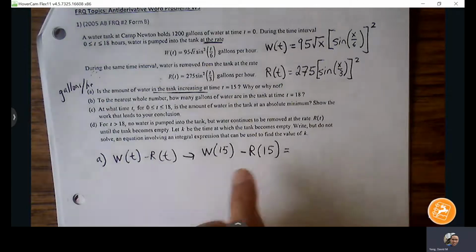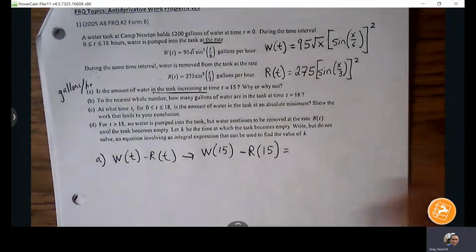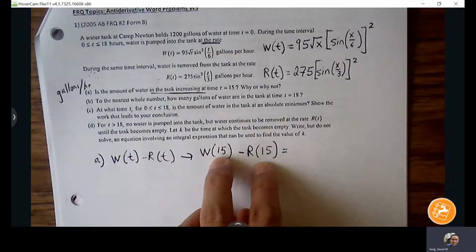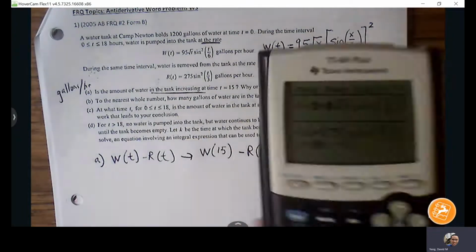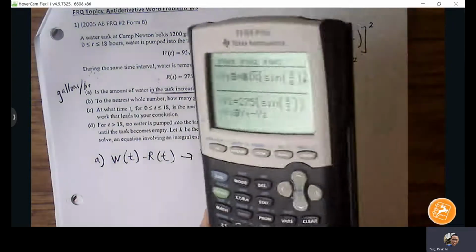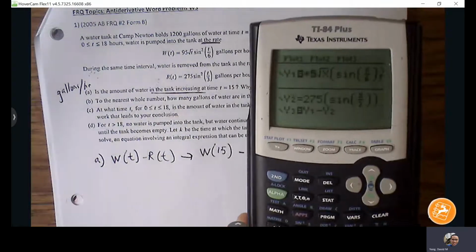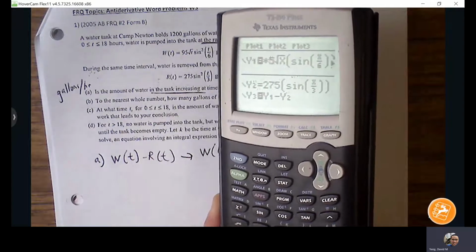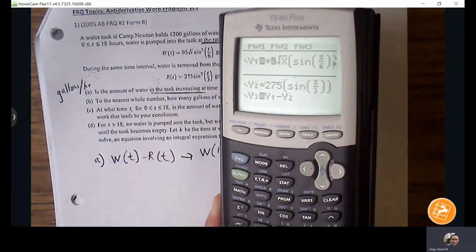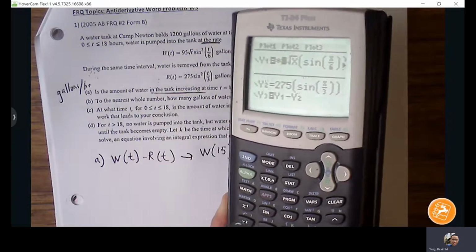Now we can enter this in. If you're using a 36 Pro, you do everything by hand. You got to plug everything in yourself. But if you're using a graphing calculator, I encourage you to enter your W of t and R of t under Y1 and Y2. That way, when we call these functions later, we don't have to keep entering them over and over again.